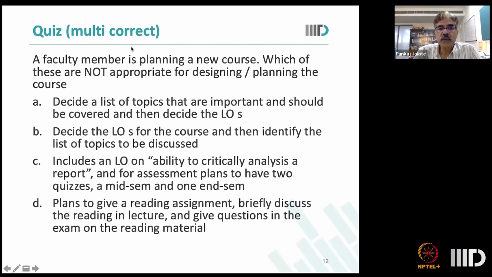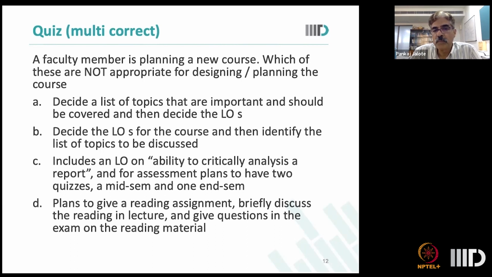So let's just quickly look at it. A is not appropriate. Clearly, we just discussed that the right way to go about designing the course is first you establish the learning outcomes, and then you identify the list of topics to be discussed. A is a common method used, but that's not a proper approach. Right? So it's not appropriate. B is clearly appropriate.